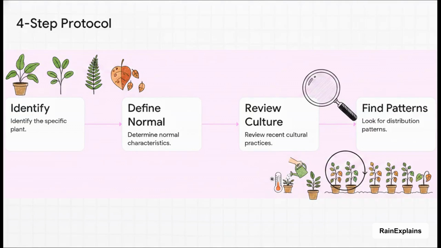Step 3, review cultural practices. Did you just transplant it? Did it drop below freezing last night? And finally, step 4, look for patterns in the landscape. Are all the plants affected or just one single plant? This structured approach right here is going to be our best tool.